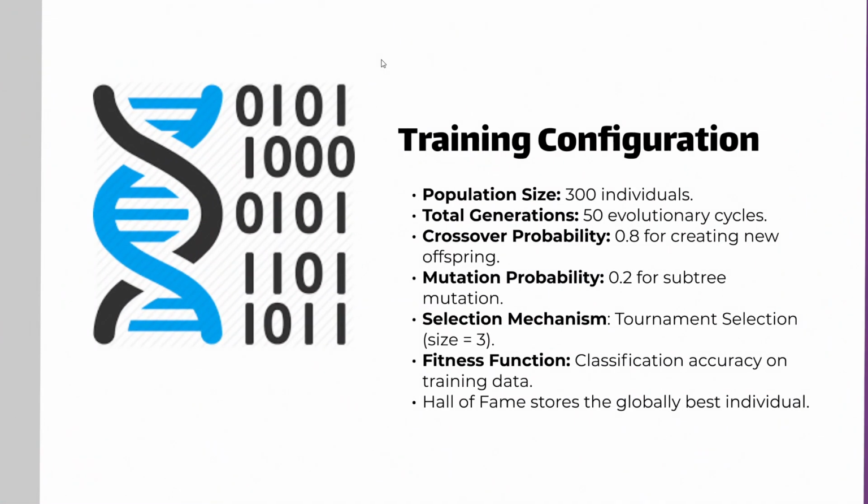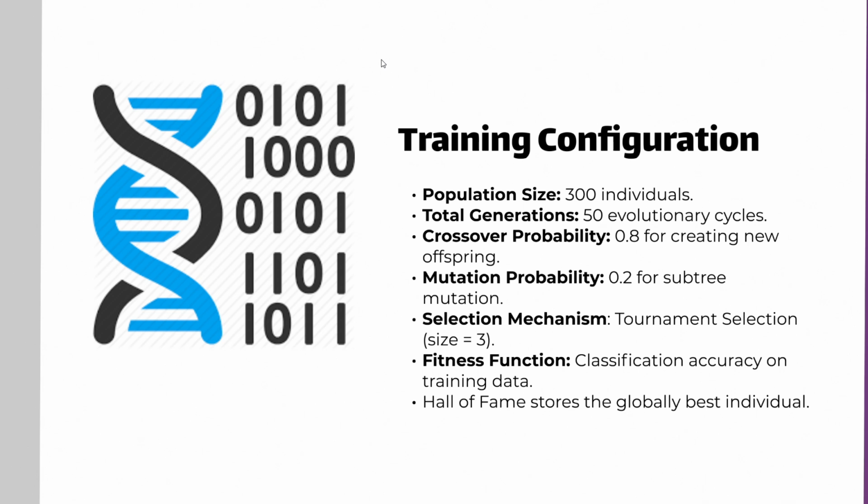Here is how the evolution process works in practice. In every generation, each individual tree is compiled into a new Python function using DEAP's toolbox.compile method. This function is then evaluated on every training example to generate predictions, and these predictions are converted into binary labels using a threshold of 0, and accuracy is computed against the true labels.